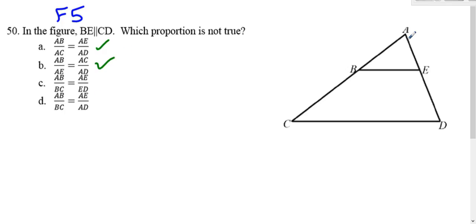AB over BC, so the top over the bottom equals AE over ED, top over bottom, that's good. AB over BC, top over bottom. AE over AD, that's top over whole thing. That's different, they are not corresponding, so that's the one that's not true.